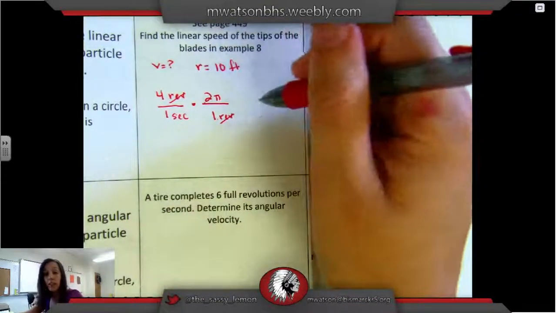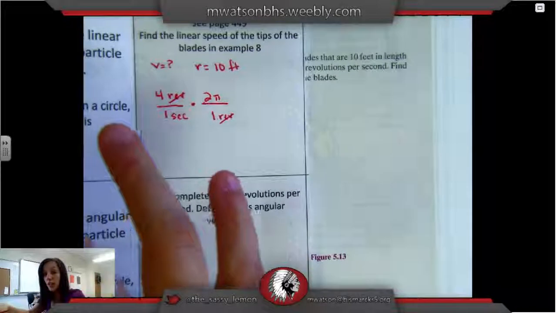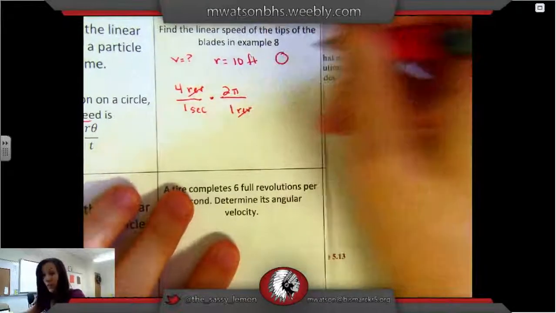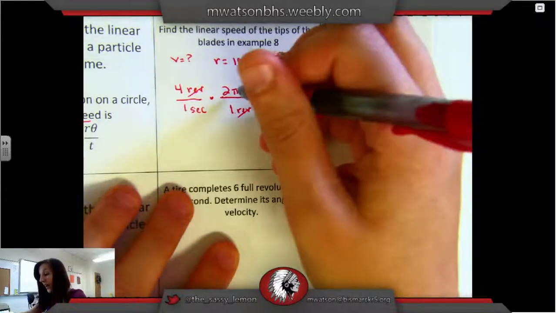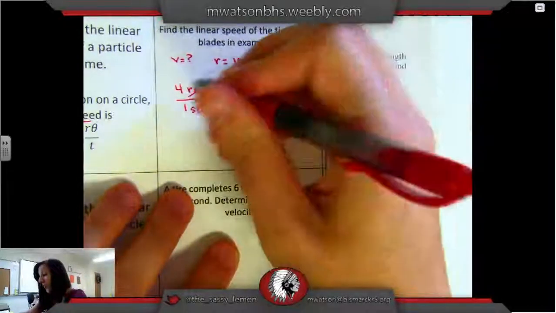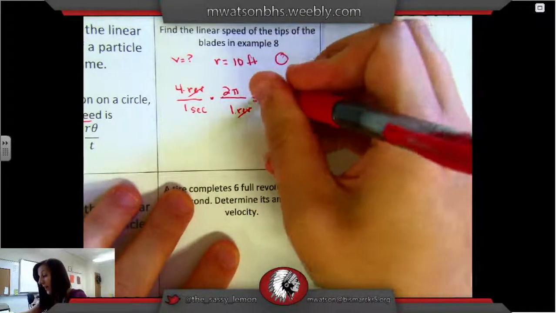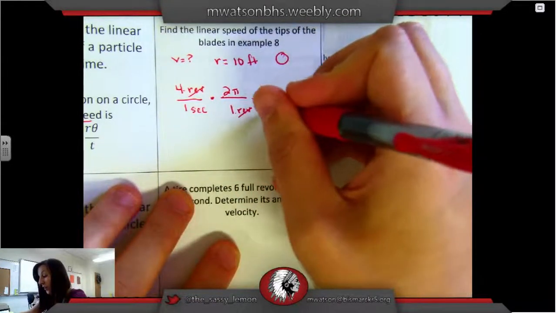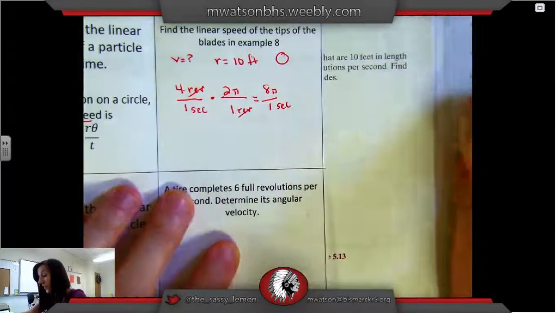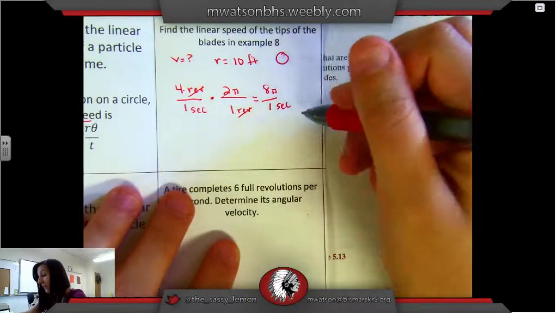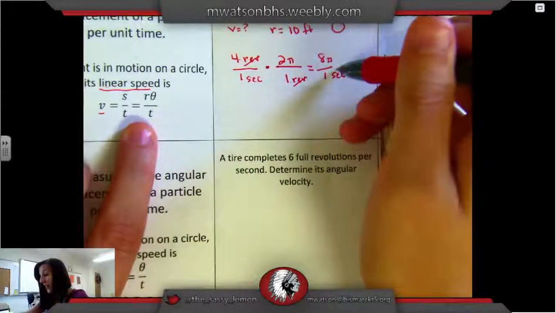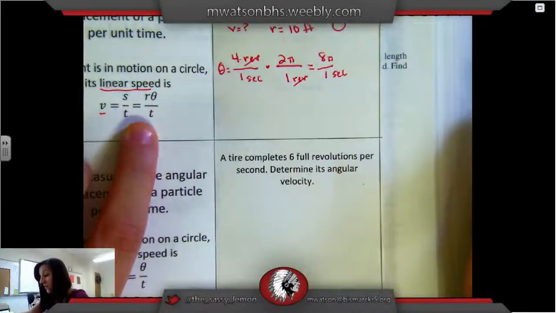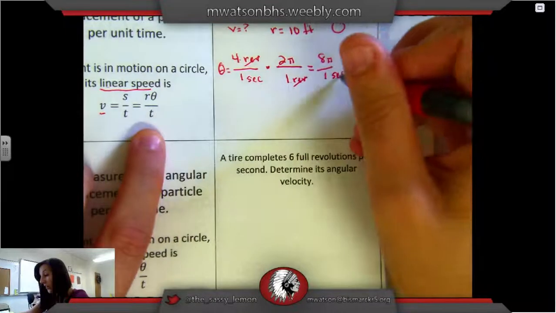And if that doesn't make sense, think 1 revolution, 1 circle, is 360 degrees. And 360 degrees, if you convert that to radians, is 2 pi. That's where I got this number. So now we can just multiply across the top. We get 8 pi over 1 second. So we have 8 pi radians per second. Now we have our radius, we have our theta, and we have our unit of time.